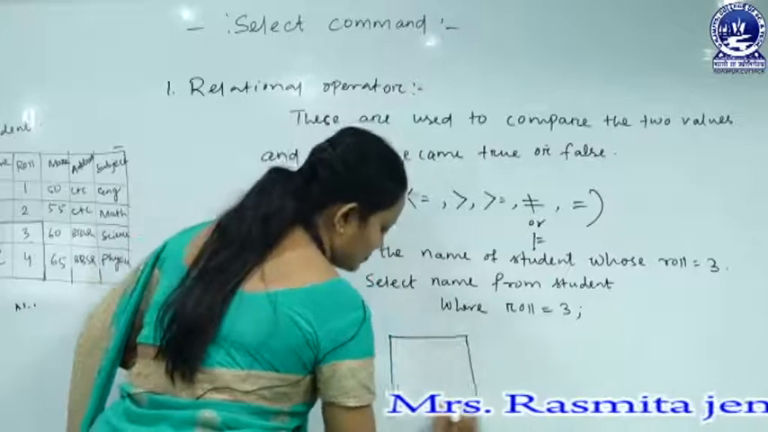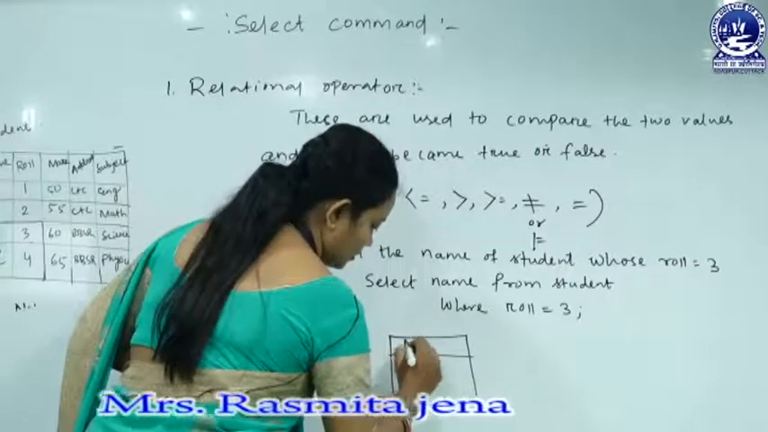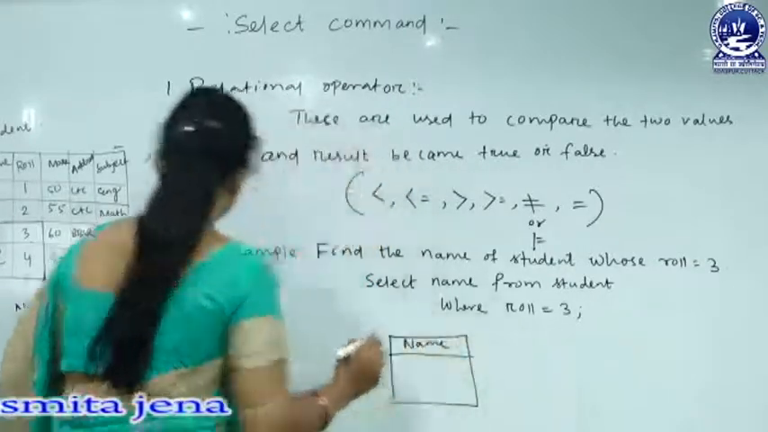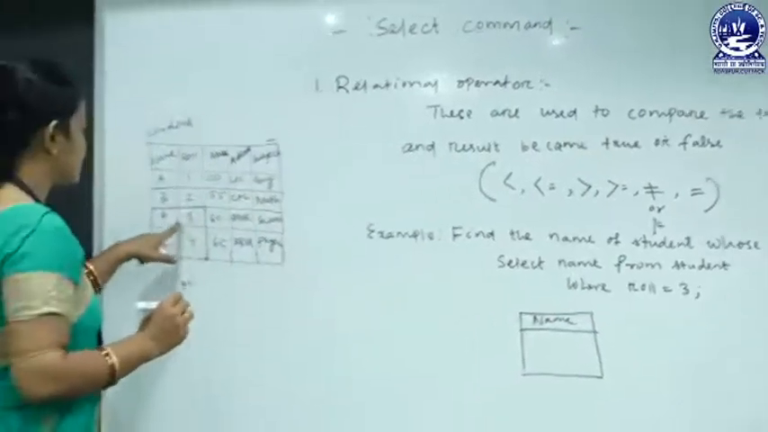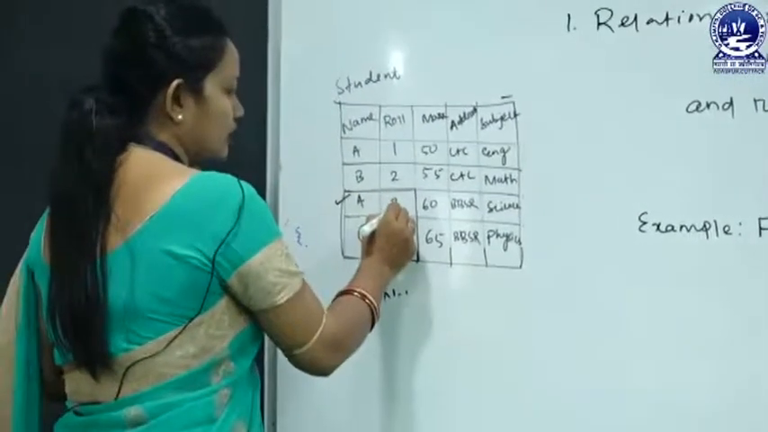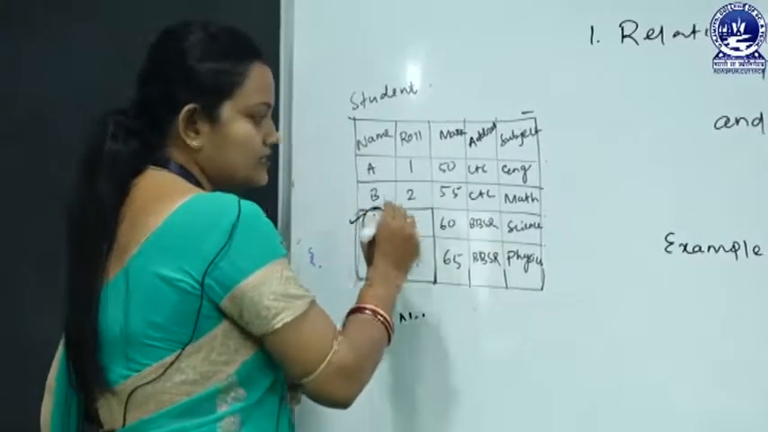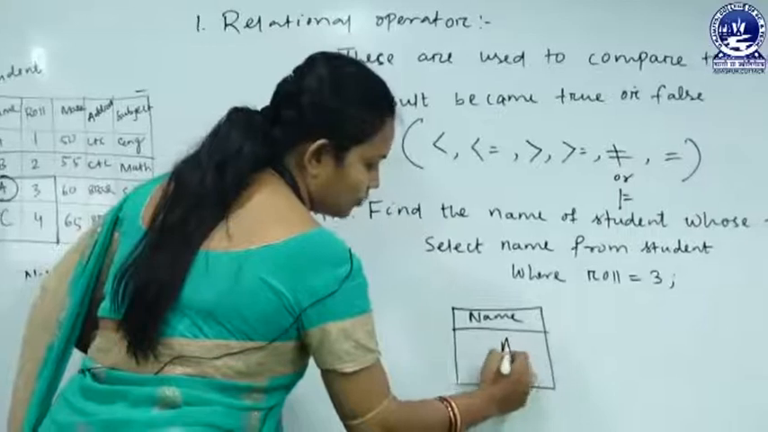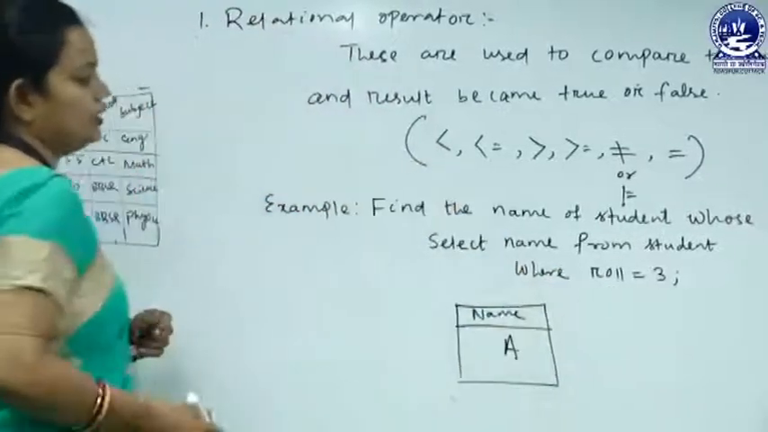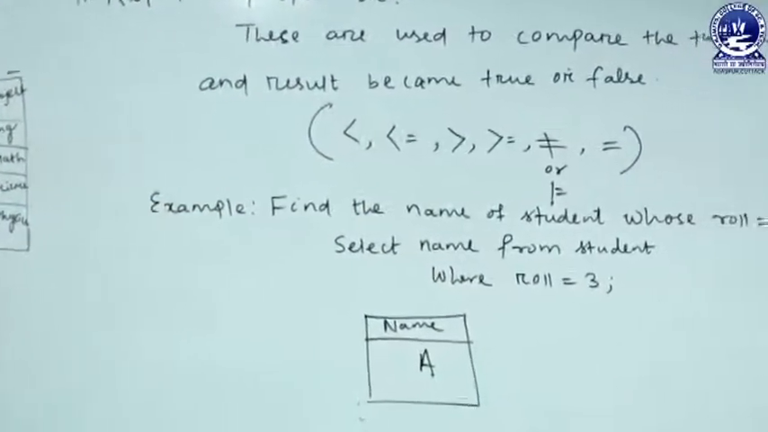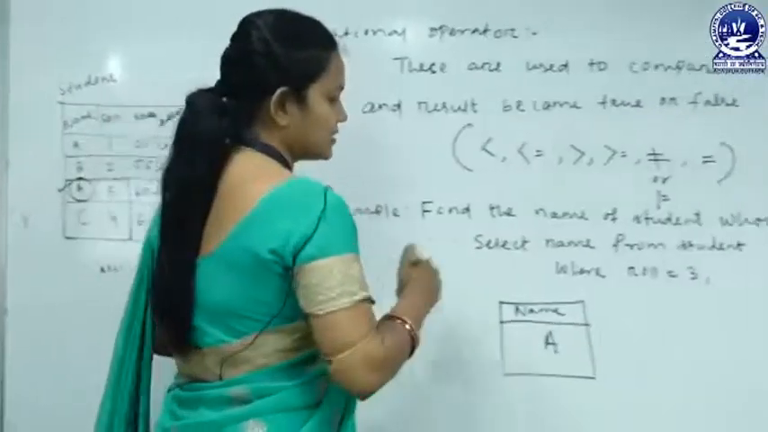The output becomes name. You can see from the table that tuple number 3 has roll 3, and we have to display only the name of that tuple, that is A. This is the output by using a relational operator with the select statement. Similarly, we can see another example.